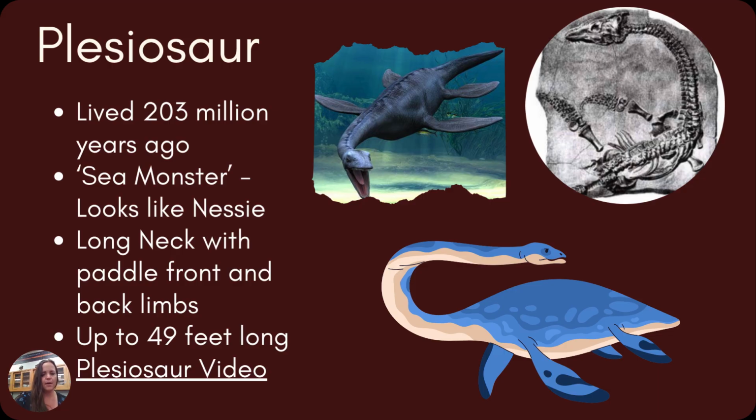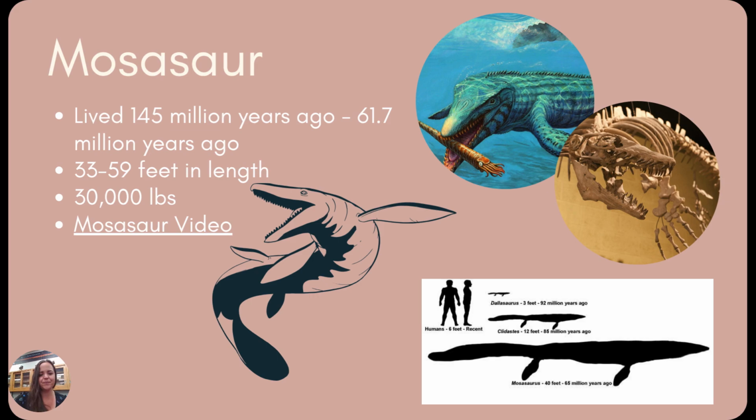Moving on to some dinosaur-adjacent specimens. The plesiosaur lived 203 million years ago. It was the sea monster. It looked like Nessie, or how Nessie is described. It has a long neck with paddle front and back limbs. It could be up to 49 feet in length. These lived in the ocean. They were not freshwater, they were saltwater organisms. And there is a video there for you if you would like to learn more about the plesiosaur.